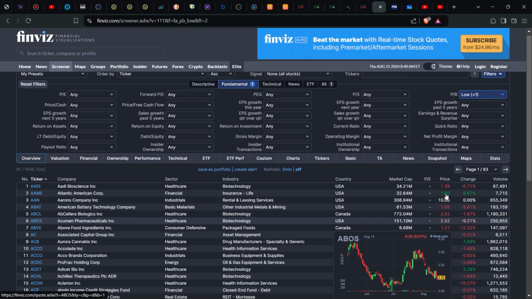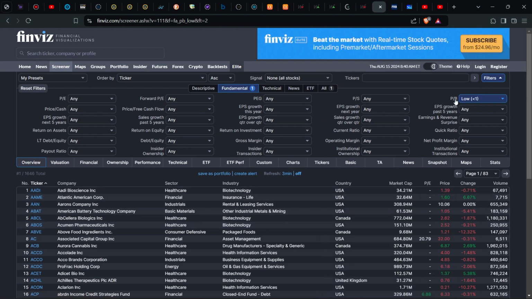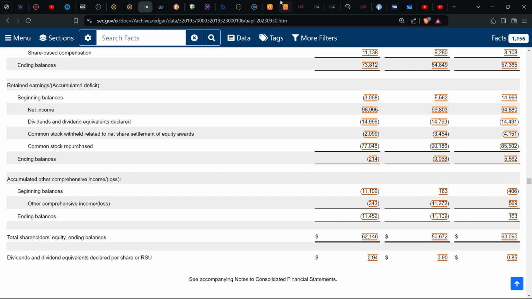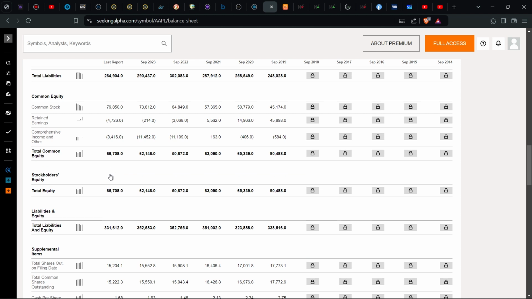That's why the book values are below 1. Remember, this is the price to book ratio. Okay, going back to the balance sheet now. Yeah, and I think we're done. So now something else is to check. Yeah, I have to check this one here.